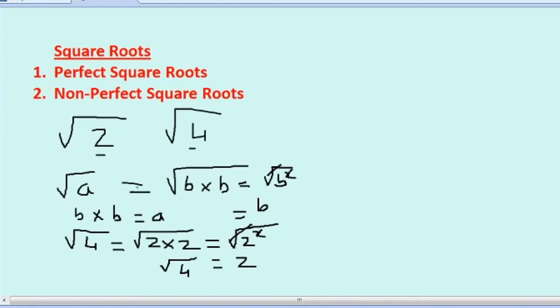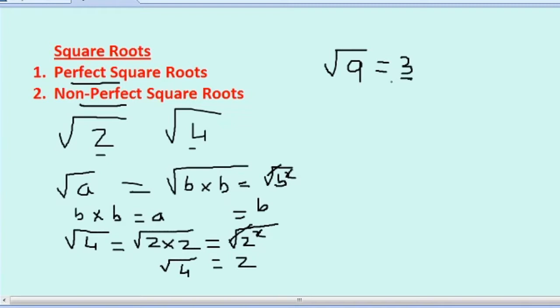Now in square roots there can be two types: first is perfect square root and second is non-perfect square root. Perfect square root means, like we saw in the example of 4. Another example can be root 9. Root 9 will be equal to 3. So the answer of root 9 is 3. This is our perfect square root.